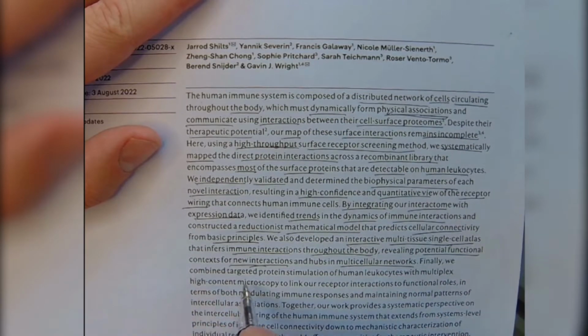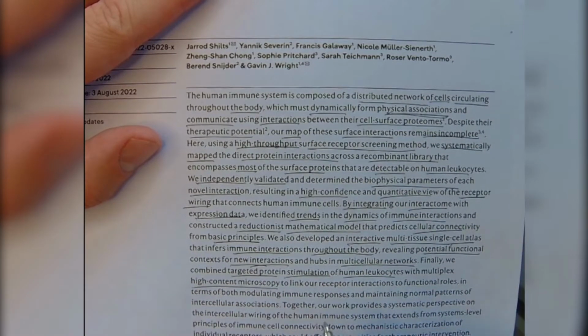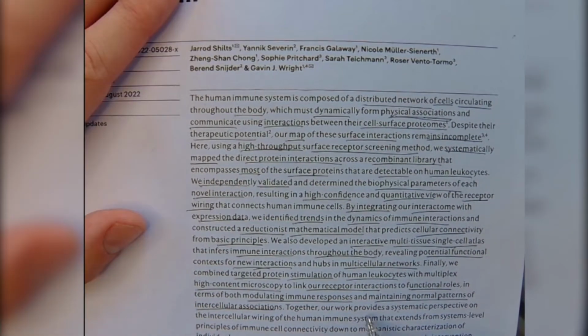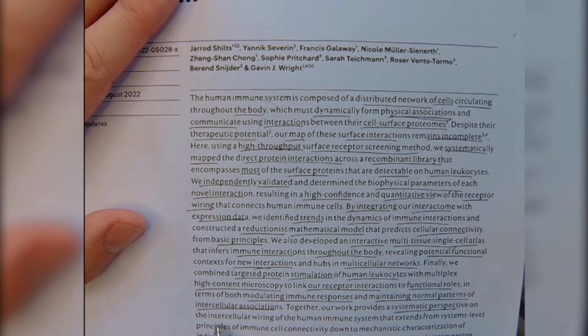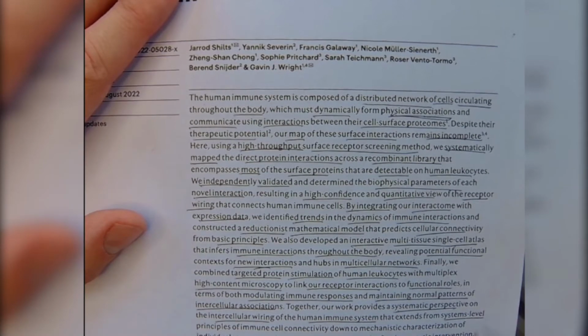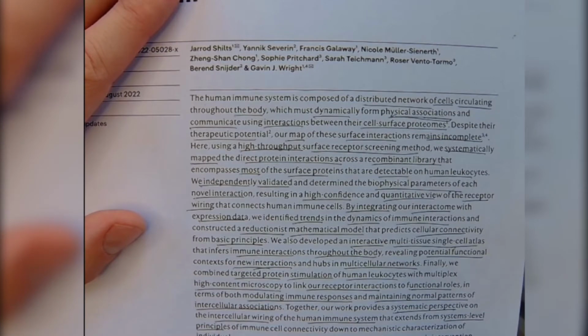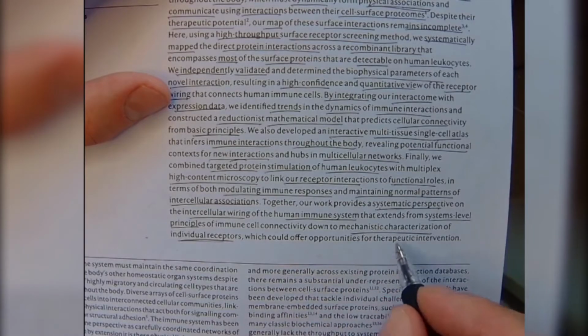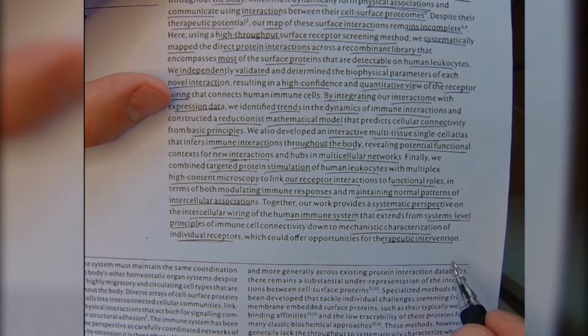Finally, we combined targeted protein stimulation of human leukocytes with multiplex high-content microscopy to link our receptor interactions to functional roles in terms of both modulating immune responses and maintaining normal patterns of intercellular associations. Together, our work provides a systematic perspective on the intercellular wirings of the human immune system that extends from systems-level principles of immune cell connectivity down to mechanistic characterization of individual receptors, which could offer opportunities for therapeutic intervention.